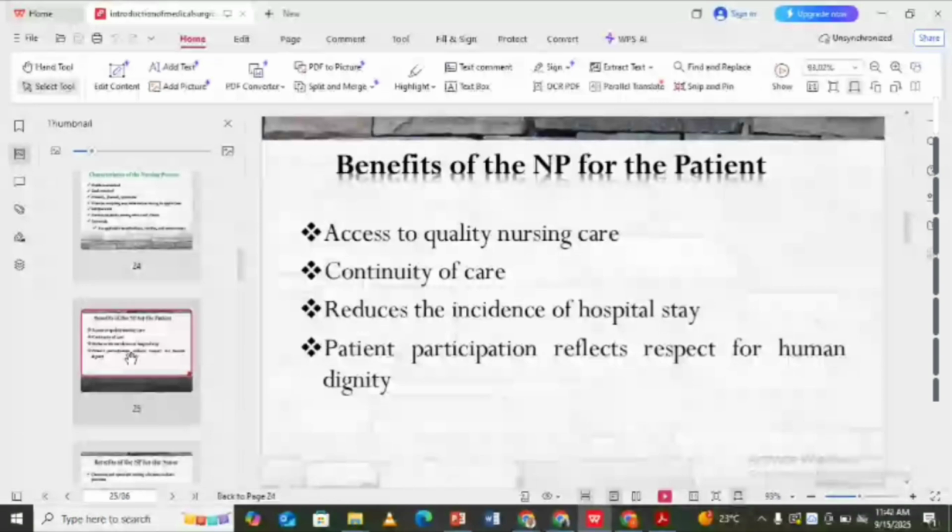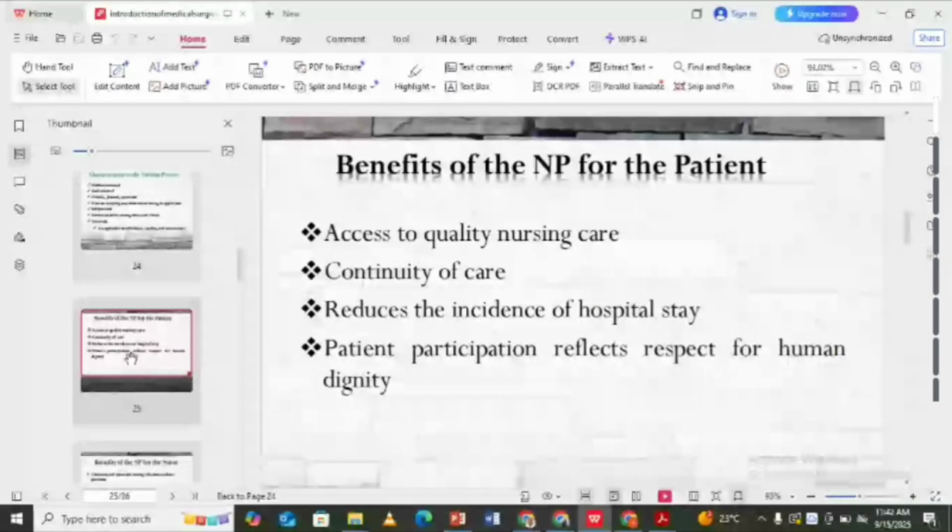Its benefits to the patient, first and foremost, it allows the patient to receive quality nursing care, because now you have identified the patient's needs. Now you have to systematically provide solutions to those needs. But imagine in the absence of the nursing process, you could just be giving interventions to whatever comes to your knowledge. That care could not be systematic, and that could bring about compromised care provided to the patient. There is continuity of care.